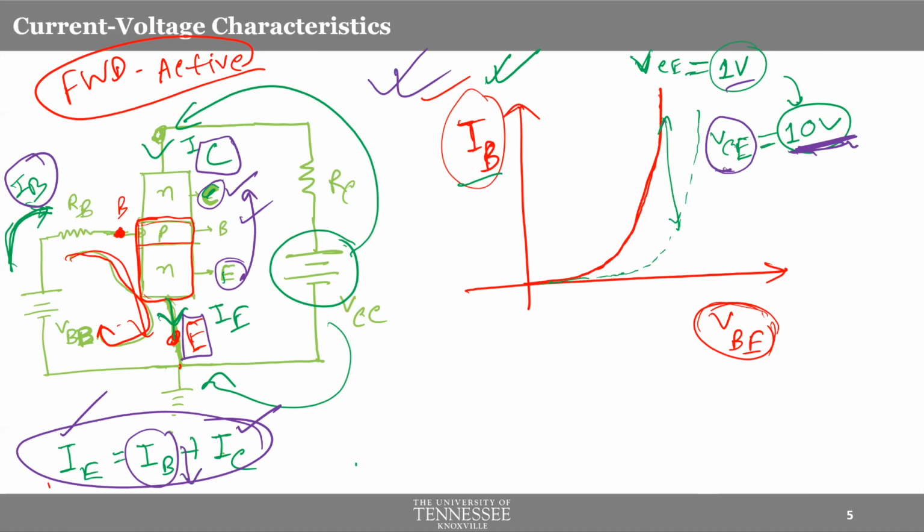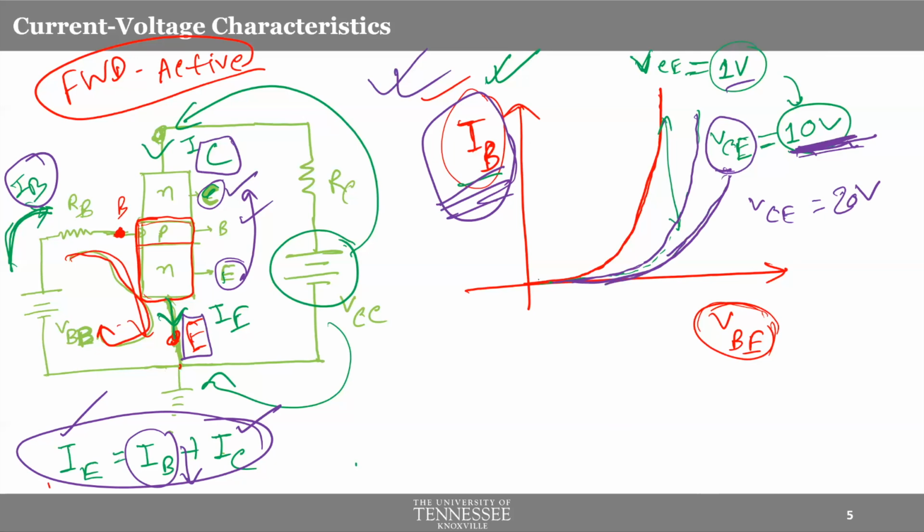And that's what you see here. IB, this is IB, by the way. Just notice that this input characteristics plots IB. So for higher VCE, for higher applied voltage VCE, you have lower IB. So let's draw another line here. Say for VCE equals, say, 20 volt, that means even higher, you have even lower base current, right?